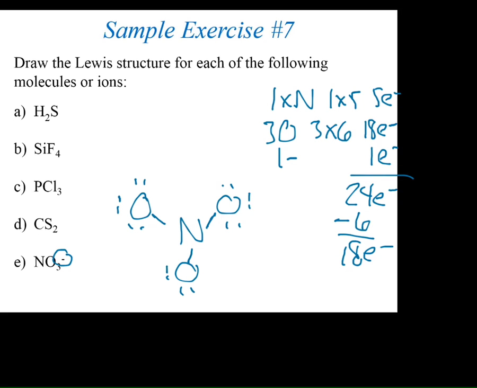3 lone pairs. So 6, 12, 18, right? So that used up all 18. So I'm out of electrons. But the center atom still does not have an octet. So I've got to take one of those lovely non-bondings and make a double bond. Where do I do it?